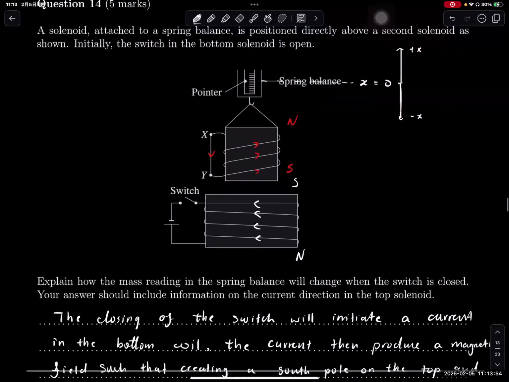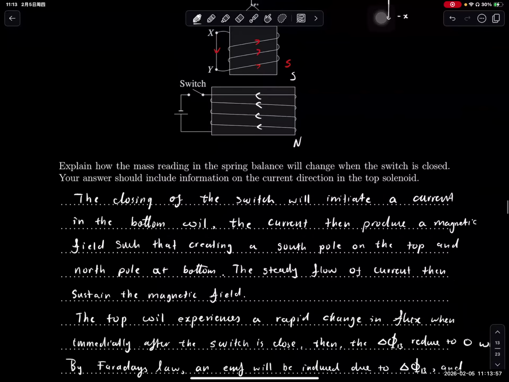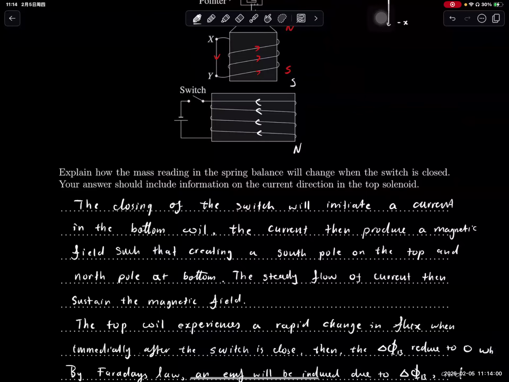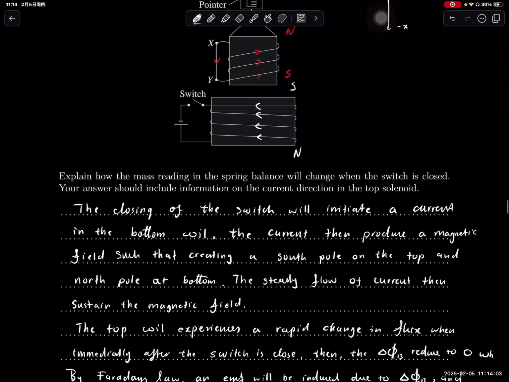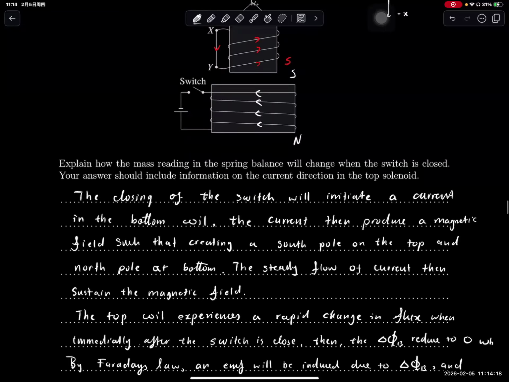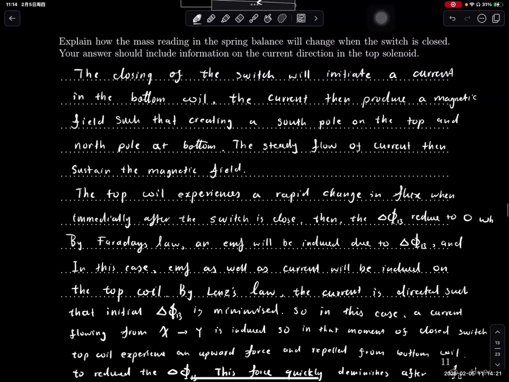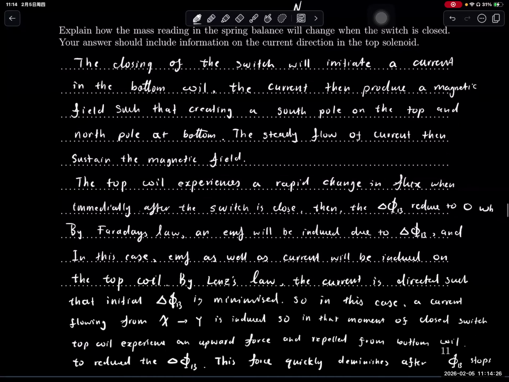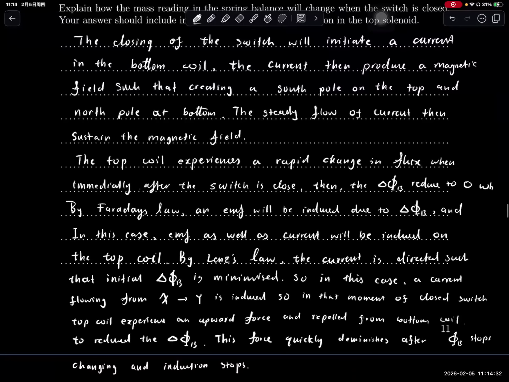Okay, so this is what I did. The closing of the switch will initiate a current in the bottom coil. This current produces a magnetic field, creating a south pole on the top and a north pole at the bottom of the bottom coil. The steady flow of current then sustains this magnetic field. Because of this rapidly changing field, the top coil experiences a rapidly changing flux immediately after the switch is closed. Then the changing flux reduces to 0 because of the steady flow of current. By Faraday's law, an EMF will be induced due to the changing flux.